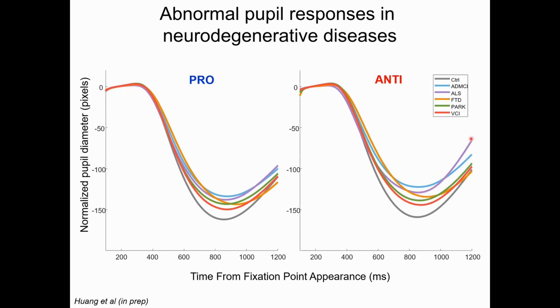The only normal dilation comes in this purple trace here, which is the ALS cohort that you'll remember I said was the most cognitively normal cohort.